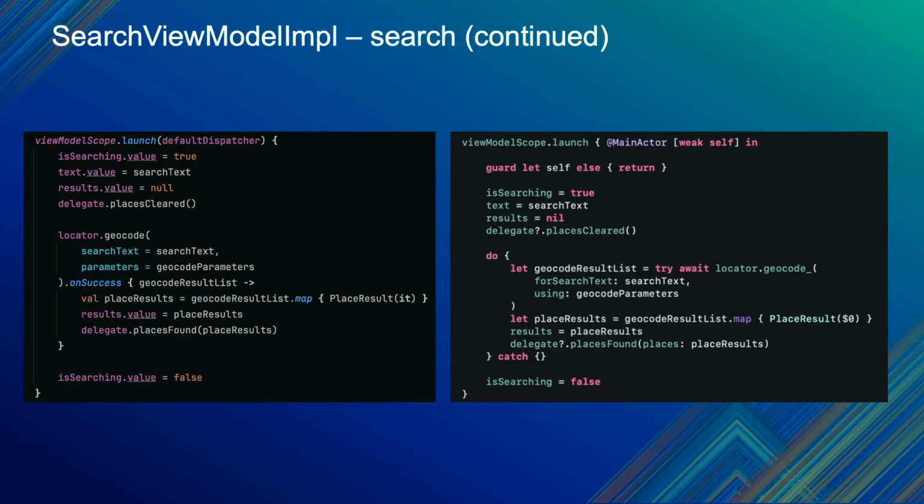And then in both cases, once we've gotten a successful result, we actually turn the geocode result list into place results, which is just a class that's specific to this app. And that's what we set into the results property. And then again, we tell the delegate that the places were found so that they can be added to the map. And we set searching false. So I don't know if it came across in the demo, but while you're searching, there's like an activity indicator that displays that something's going on.